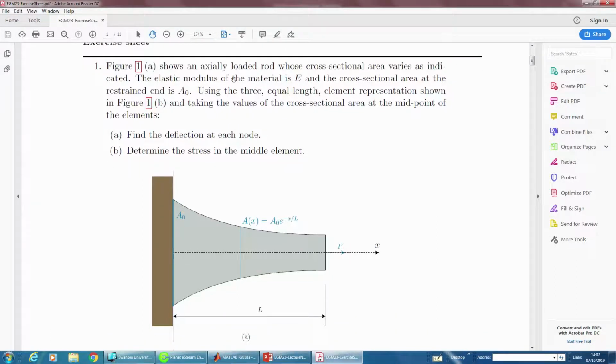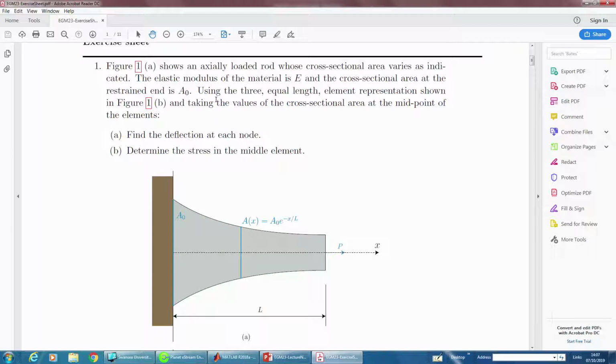We have an axially loaded rod. The cross-sectional area is changing, as indicated here in the picture. So you have the area of the cross-section. It's very large in here, it's one number, and then it decreases with this exponential. It depends on x. That's it. It's not a number. The elastic modulus of the material is E, and the cross-sectional area, as I said on the left-hand side, is A0.